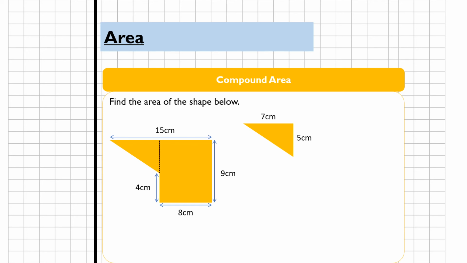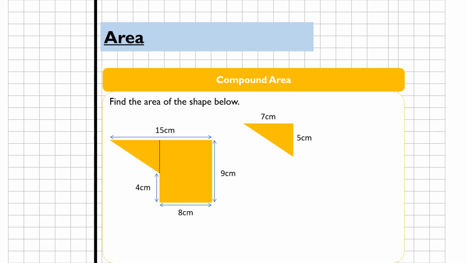What else do we know? This length here on the compound shape is 15 centimeters, and we can see that the bottom here is 8 centimeters. And if the whole length is 15 centimeters and this bit is 8 centimeters, then 15 take away 8 gives me 7 centimeters. Now what do I have here? I've made a triangle with base 5 cm, height 7 cm, or either way you look at the triangle.